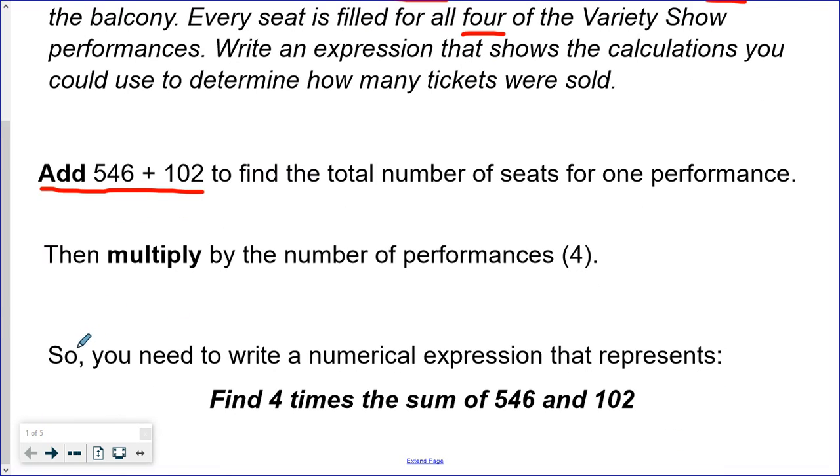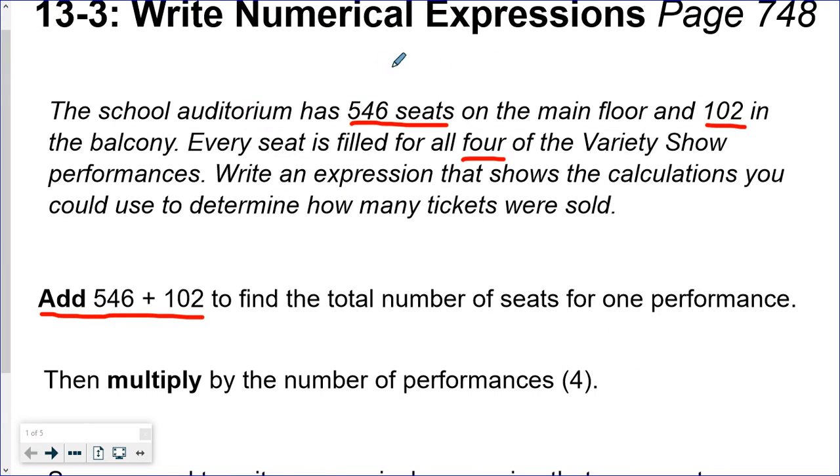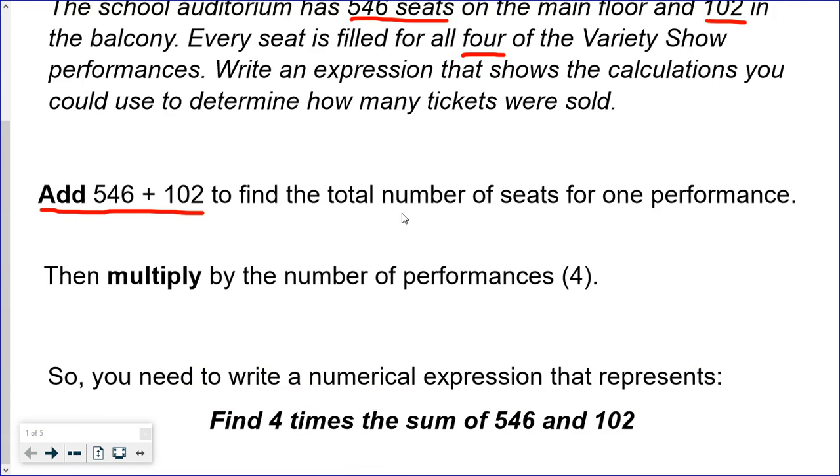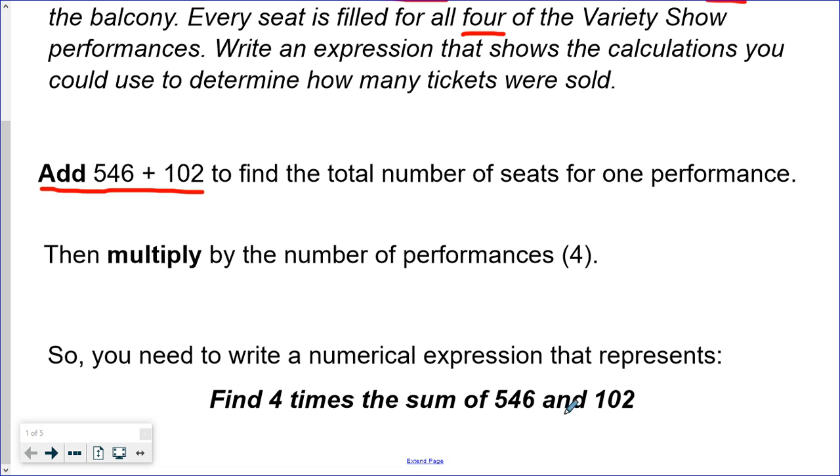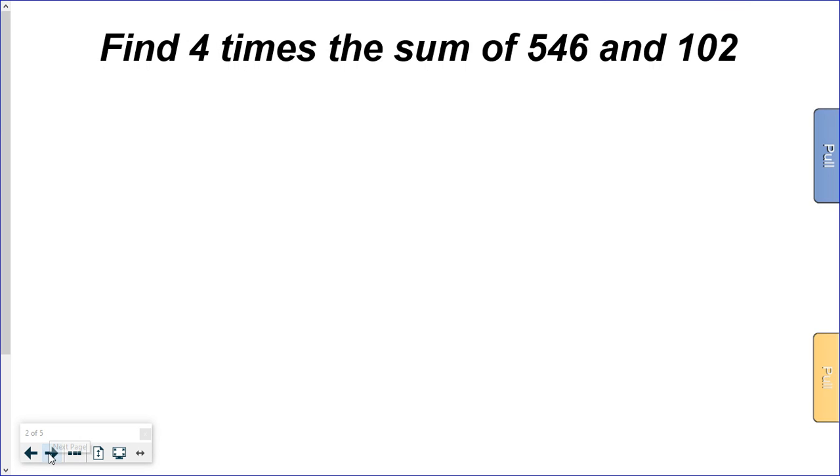So what we need to do is write a numerical expression that represents this problem here. Let's find 4 times the sum of 546 and 102. So what I've done is I've taken this big, huge word problem right here, and I've narrowed it down to look like this. Now our job is to narrow this even farther down to make it look like the problems we had the last couple of days.